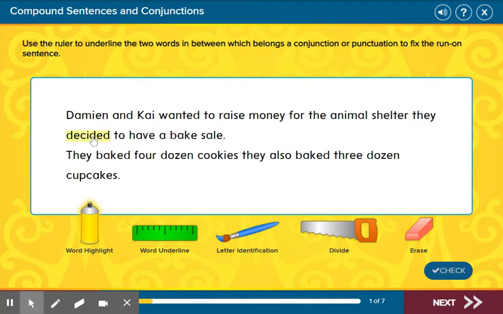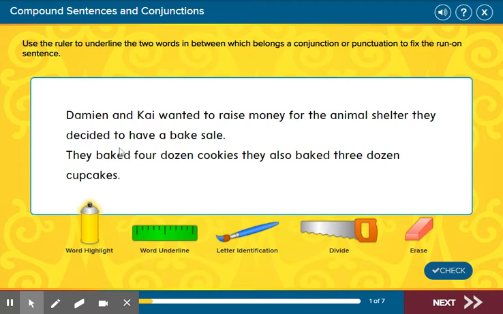So the first sentence says, Damien and Kai wanted to raise money for the animal shelter. They decided to have a bake sale. Pretty sure you can figure out where the first thought ended and where the second thought began. We call these thoughts clauses.